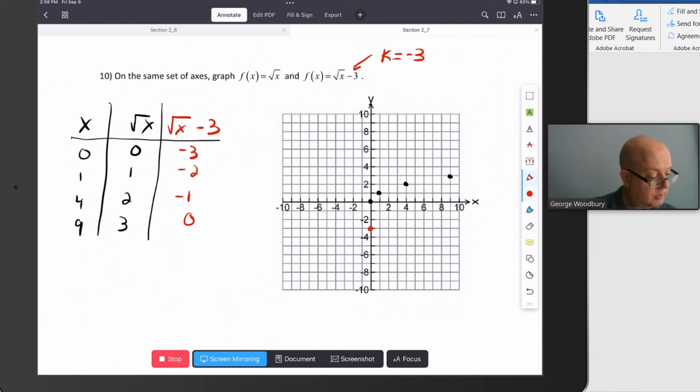0, negative 3. 1, negative 2. 4, negative 1. 9, 0. Like so. Okay, that's vertical shifts. You've got to figure out what number is being added to or subtracted from the function and move the graph by that number of units in that direction.